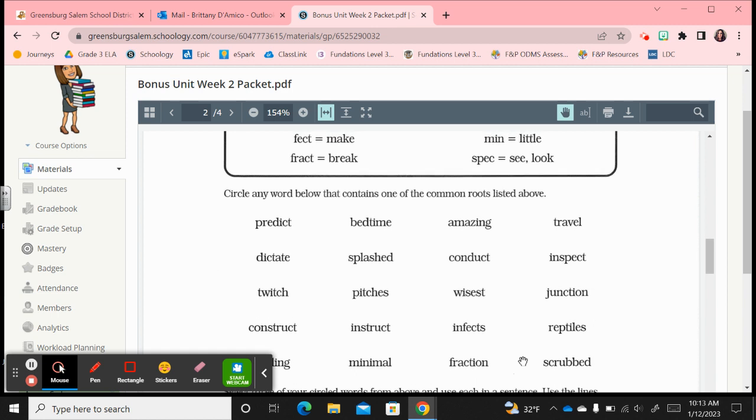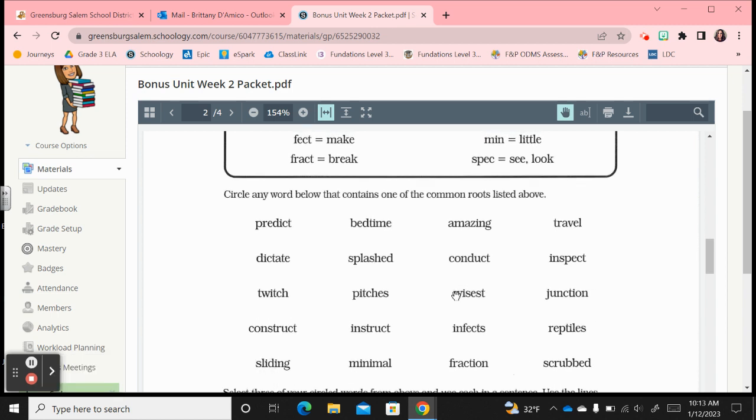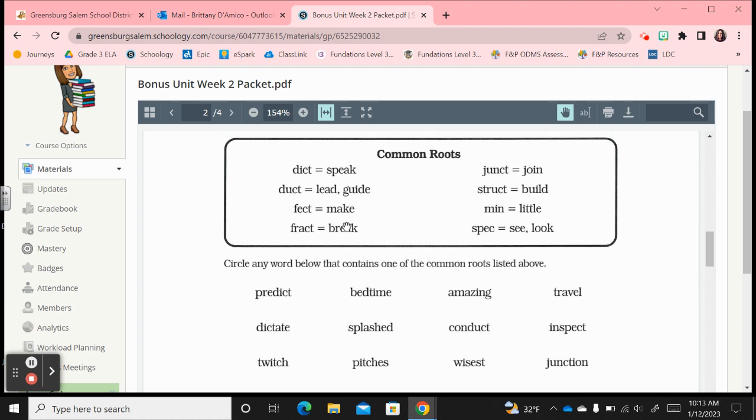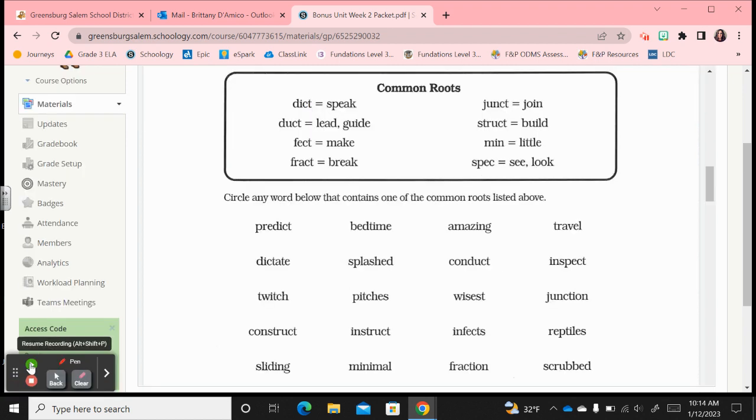Okay, repeat after me. Dict means to speak. Duct means to lead or guide. Fect means to make. Fract means to break. Junct means to join. Struct means to build. Min equals little. And spec means to see or look.